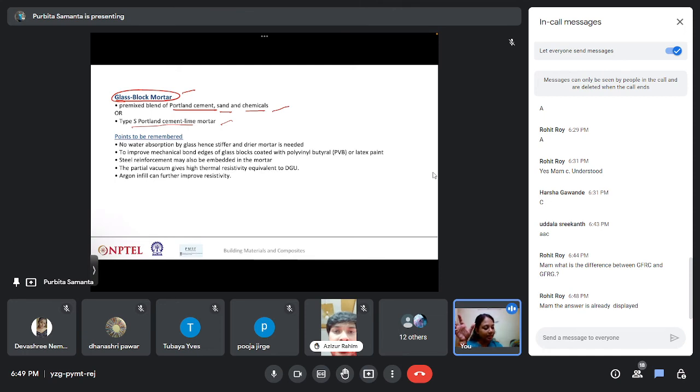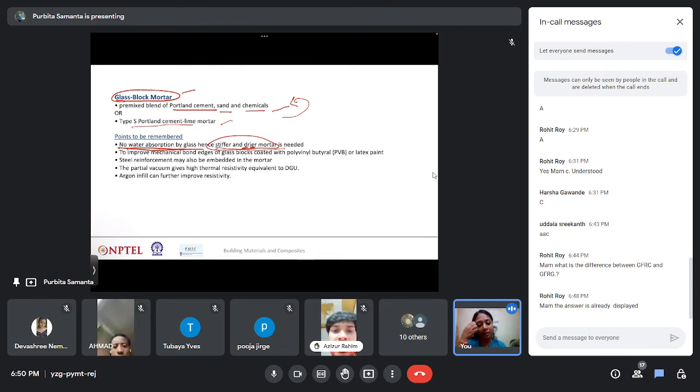But you have to understand that this mortar should be stiffer and drier. Think about normal mortar and the workability that can be achieved with clay bricks. It's very different. If a brick absorbs water, then it's okay, but there is no water absorption by glass. Glass is made in such a way that water cannot be absorbed, and that's one of the reasons the mortar should be stiffer and drier.